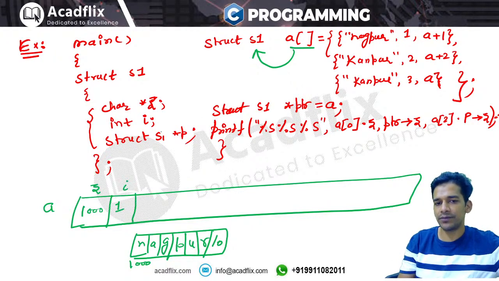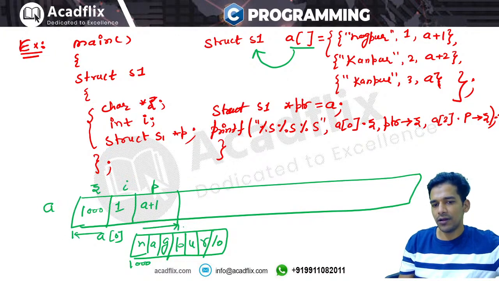Then the third member is a structure type pointer, and it is having the address of the structure a plus 1. Okay, it is having the address of structure a plus 1. This is your pointer p. So this is your a0. Okay, this whole structure is your a0, from here to here is a0. Then your a1 will start, and what is a1? a1 is your Raipur. That means we have Raipur stored somewhere in the memory.